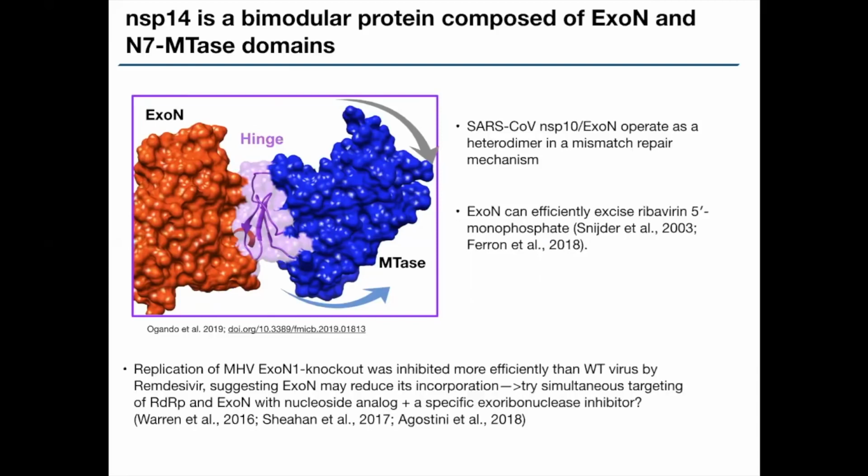It's been shown with this mouse coronavirus MHV that an exo-N1 knockout is inhibited more efficiently than the wild type virus by remdesivir, which is another nucleoside analog that's being explored extensively right now for its potential to block CoV-2 replication. And what that suggests is that exo-N probably also reduces the incorporation of remdesivir as well. And so for that reason, it's probably going to be beneficial to perhaps try simultaneous targeting of both the RdRp with remdesivir and exo-N with some sort of a specific exoribonuclease inhibitor as well.